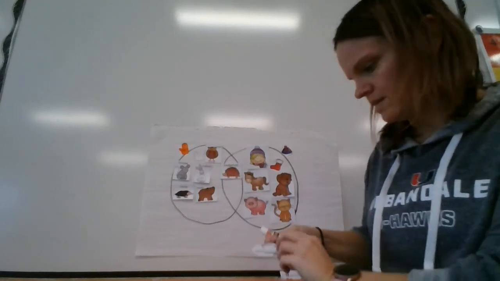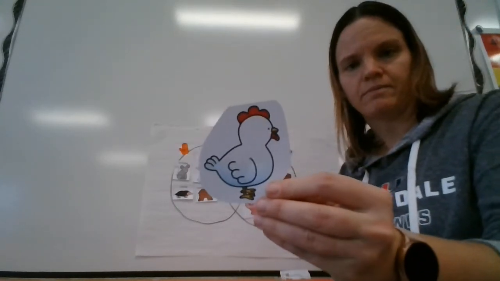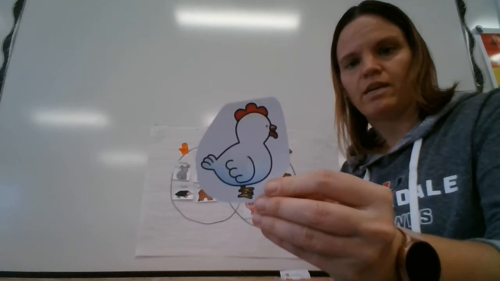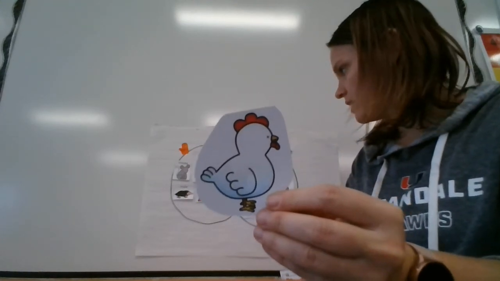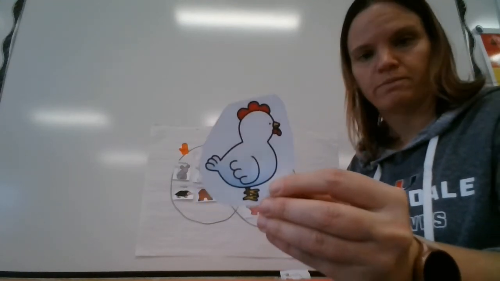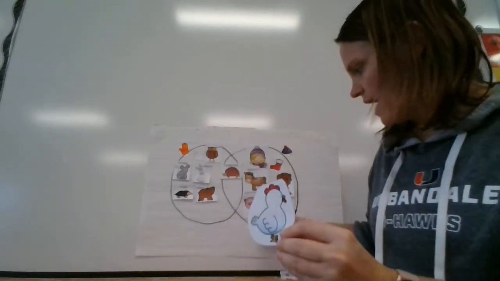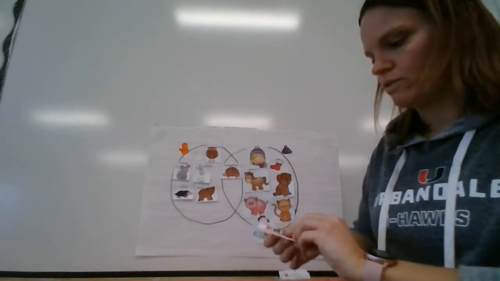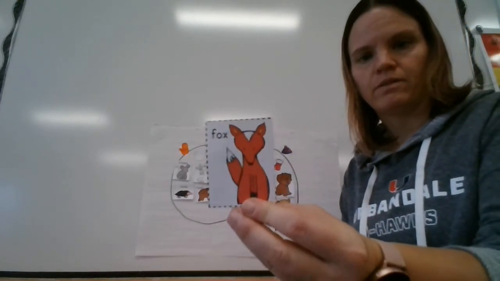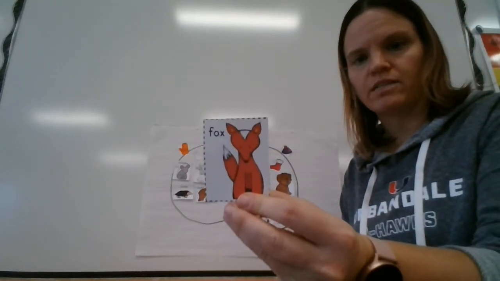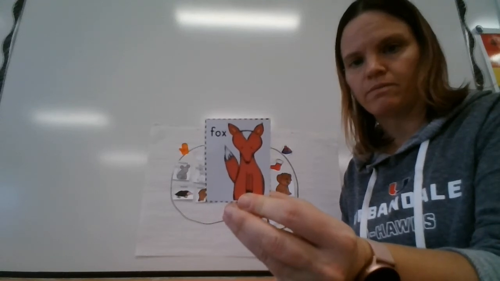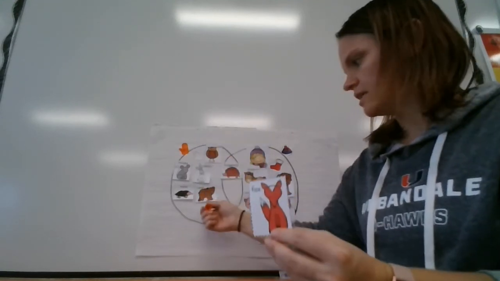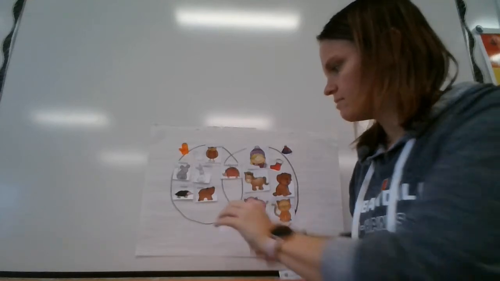Okay. The hen? Was he in the mitten, the hat, or both? Right, the hat. Ooh, the fox. Which story was the fox in, or was he in both? Right, he was just inside the mitten.